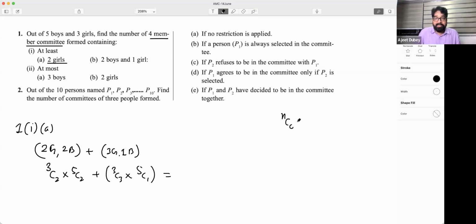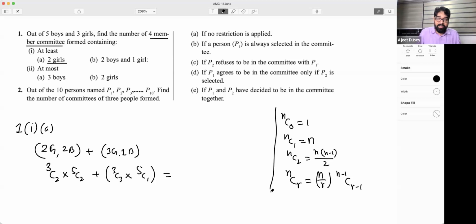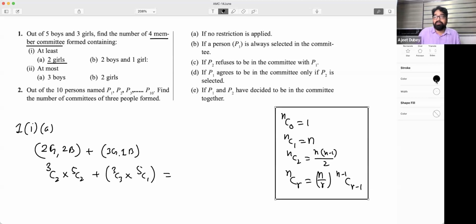NCR fast calculation. NC0 is always 1. NC1 is always n. NC2 is always n into n minus 1 by 2. And NCR, at any moment of time, you can write n by r into n minus 1 C r minus 1. If anyone remembers this much, they can calculate any big NCR.